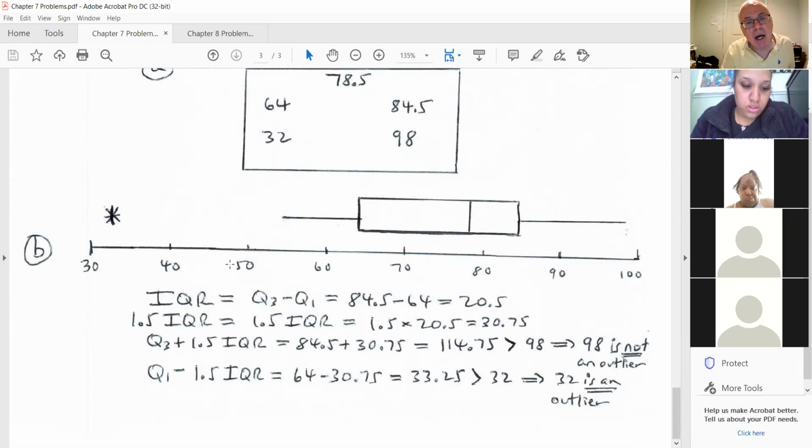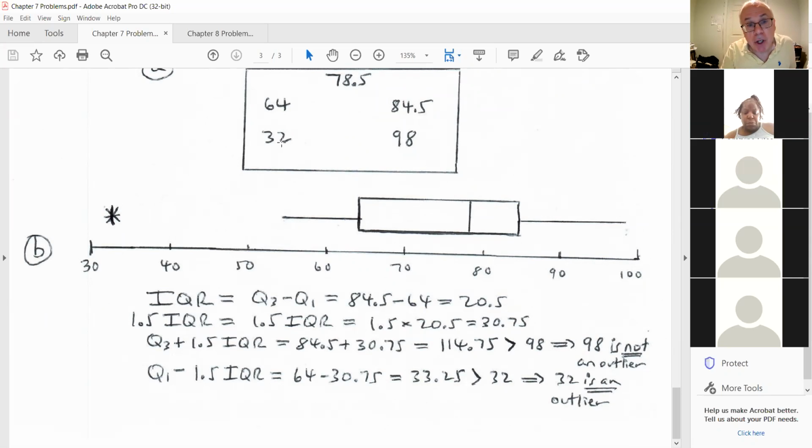Now, what we have to calculate first is what's called the interquartile range. I want to distinguish two things about the idea of a range. The range of the numbers, not the interquartile range, is the largest number minus the smallest number. That's one way of calculating the variability of the data set, how spread out the data set is. So the range is 98 minus 32, which is 66. The interquartile range is actually the distance from the upper quartile to the lower quartile.